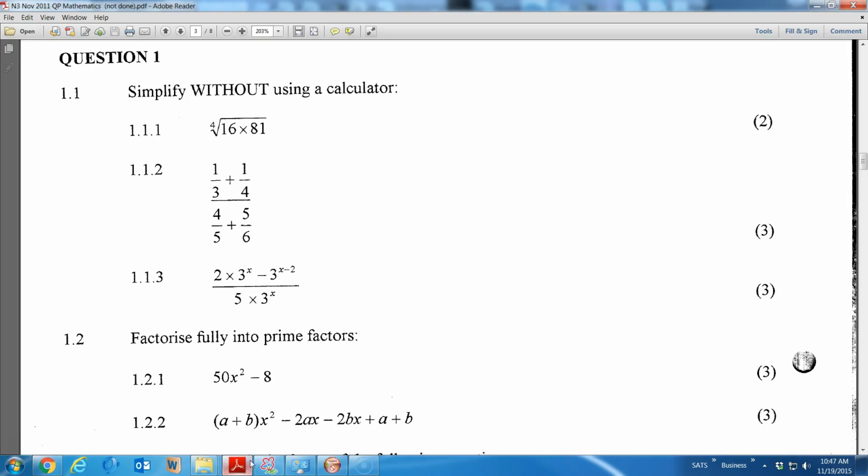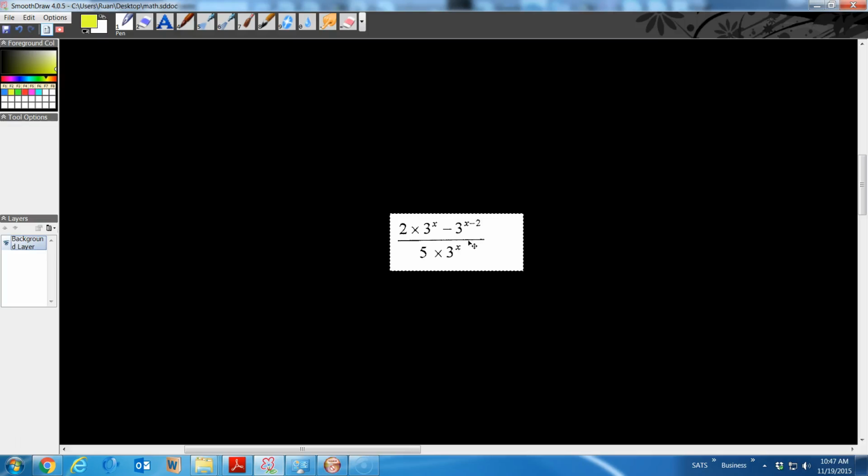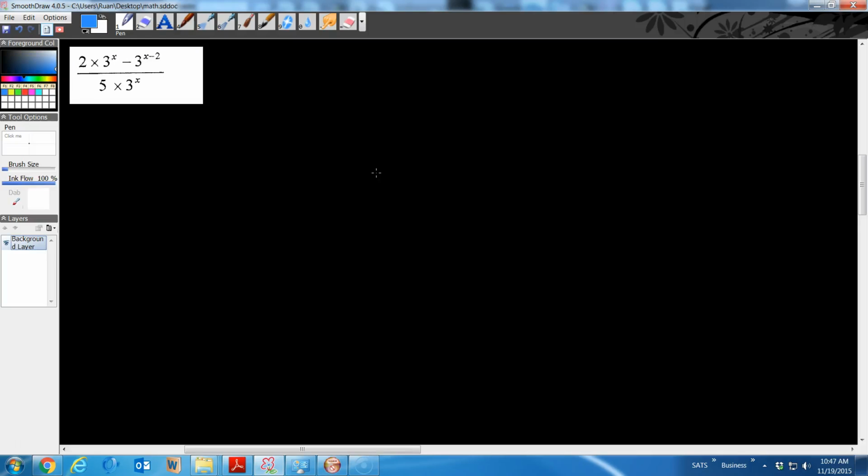So let's do the next question. We're still simplifying. Always read your questions properly. We're not trying to find the value of x, we're still just simplifying. So let's have a look at this: 2 times 3 to the x minus 3 to the x minus 2, over 5 times 3 to the x. What I would do here is this stays 2 times 3 to the x. 3 to the x minus 2 looks like this: 3 to the x times 3 to the minus 2.